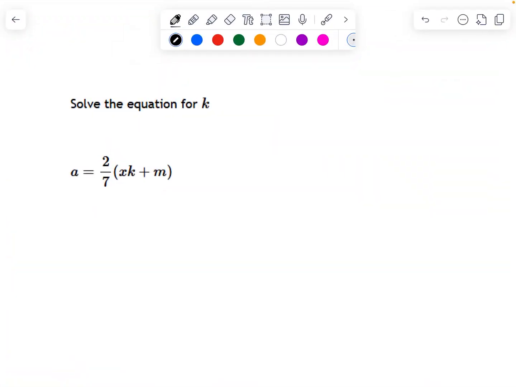Hello and welcome. So we're going to be solving this equation for k. Now, as I'm looking at this, I'd say, where is it? In the parentheses, right? K is inside the parentheses, which means we have a couple of options here. Well, not really a ton of options, right?